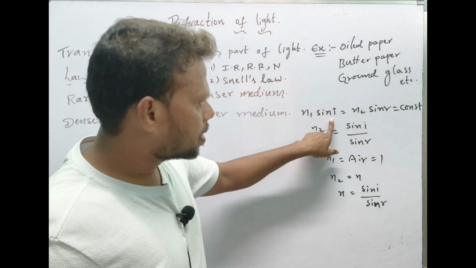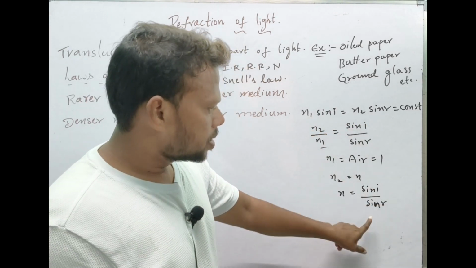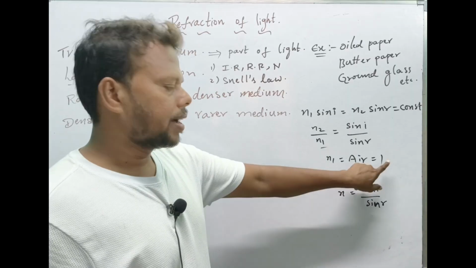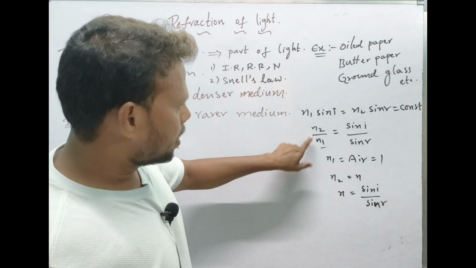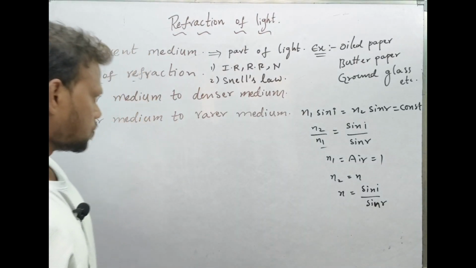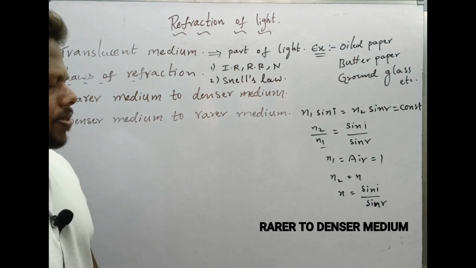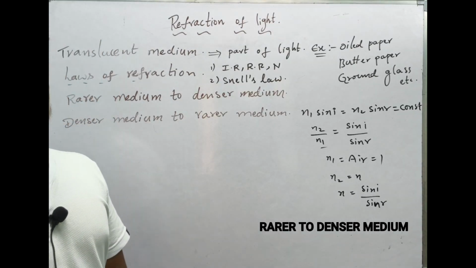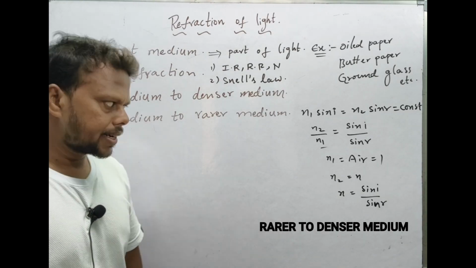So N1 sin I equal to N2 sin R equal to constant, and N equal to sin I by sin R. The first medium here is air. The refractive index of air is 1. N1 and N2 are the refractive indices. After that, in the previous class we learned how the refracted ray deviates when a ray of light travels from an optical rarer medium to an optical denser medium. Once again we'll come back to it.